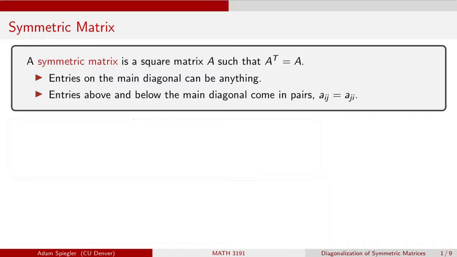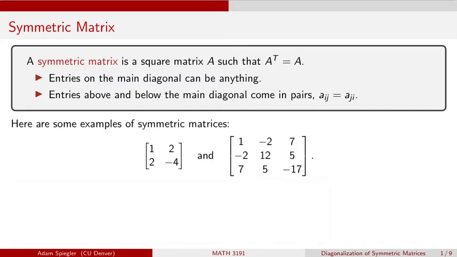As a result of this definition, we'll see that there's no restriction on the entries on the main diagonal, but all of the off-diagonal entries come in pairs. For each value above the main diagonal, we have a corresponding value that goes in a very particular place below the main diagonal. Let's take a look at a couple of examples of symmetric matrices.